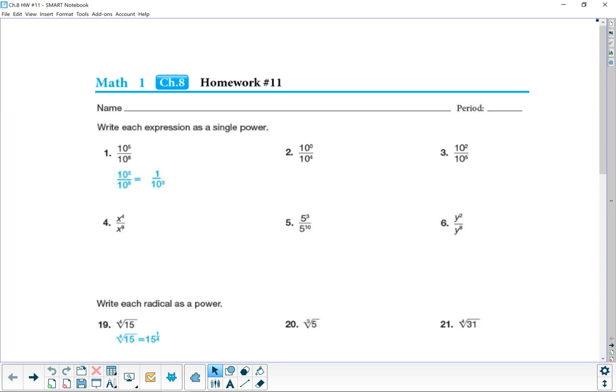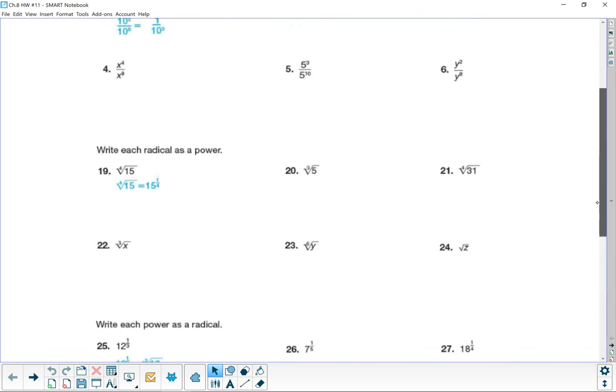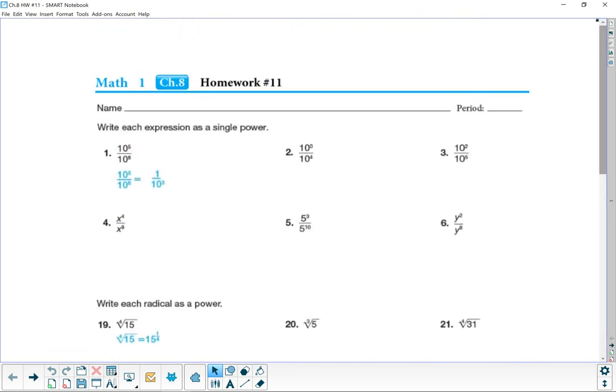All right, guys, gals, this is the last assignment for chapter 8. This is homework number 11. You can see number 1 and number 19 and number 25 is already done for you. If you're not sure, go through the process and just try to follow what it's doing. I'm going to do something kind of similar. So let's start with number 2.